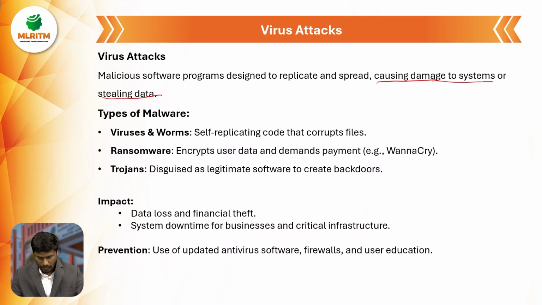Where does it have an impact? It impacts data loss as well as financial losses, financial theft and data theft. System downtime means it is reducing your system uptime for businesses as well as critical infrastructures. Okay, what preventions do we have to use here?